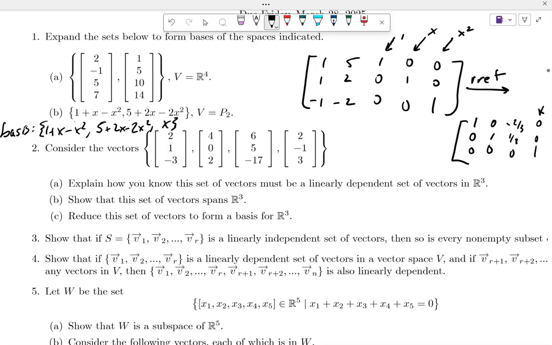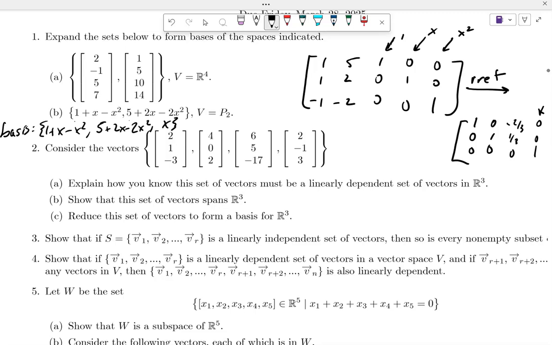Reducing it to a basis is even easier because I don't need to add things to it. I'm trying to throw things out, okay? So let's look at this number 2, and then we'll go back to the other example on the handout. How many vectors are in that set? 4. Where do these vectors live? What space do they live in? R3, right? We agree?